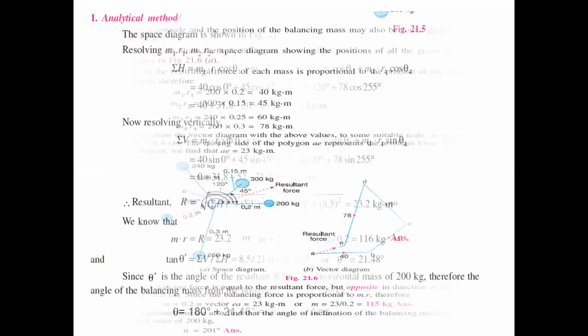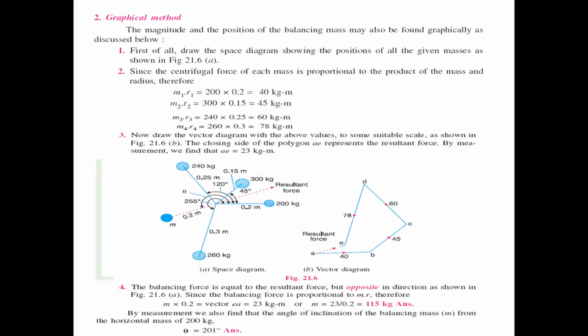When we get the theta value, now the angle is known and the mass is known, so that will be placed in our space diagram. That is very important. After finding the balancing mass and its direction, that value will be placed in our space diagram.